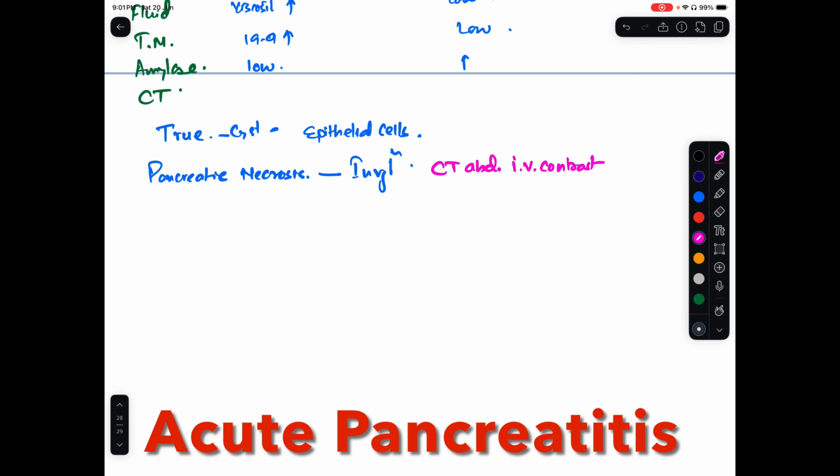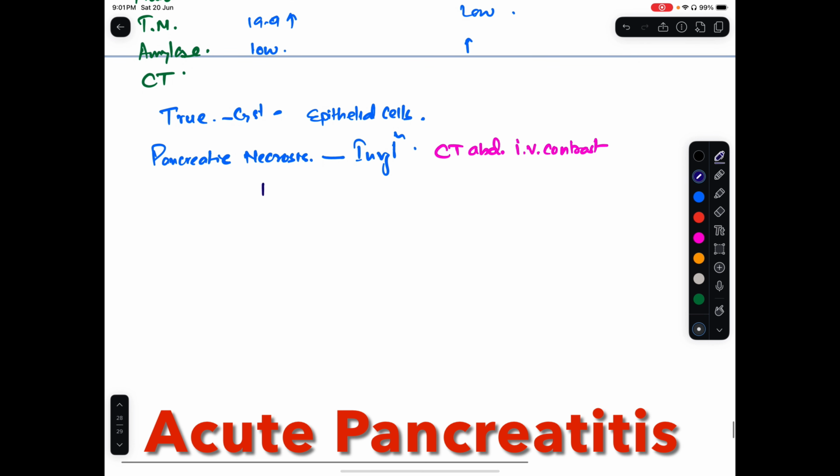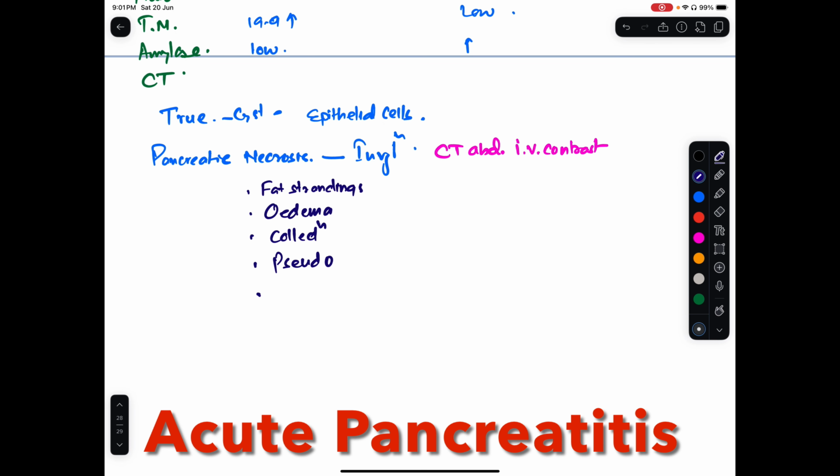What are the things you are going to see in CT? CT findings: fat stranding, edema, collection of fluid, pseudocyst whether present or absent, abscess or necrosis.